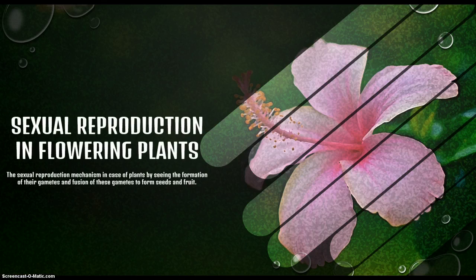Good morning students. So today we are going to discuss the second chapter of class 12. If you haven't gone through the first chapter, I will recommend you to go to the first chapter, see the videos of the first chapter and then come to the second chapter. The second chapter is sexual reproduction in flowering plants, where we'll see how plants reproduce sexually by means of producing gametes, and then these gametes fuse to form seeds and corresponding fruits.